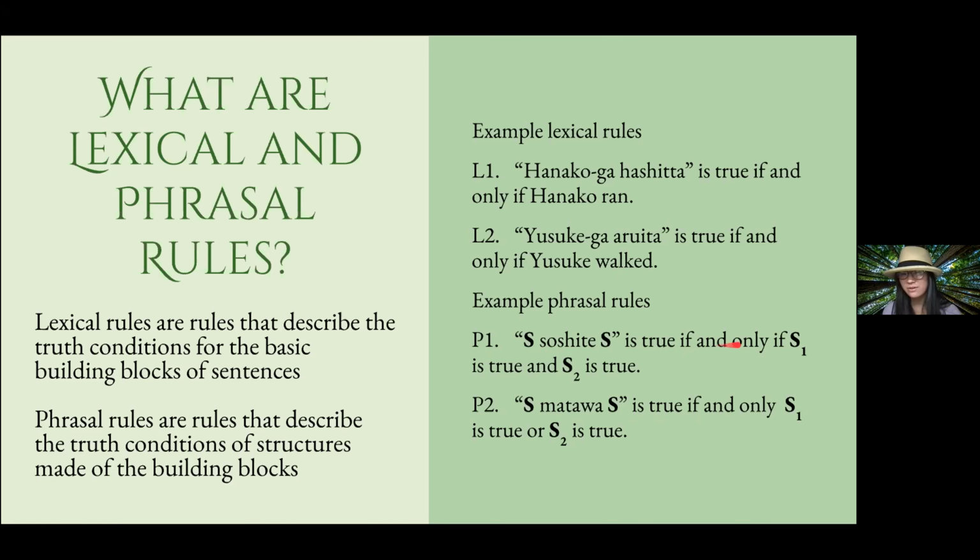For our phrasal rules, we'll have this one, which we'll call P1, which says that sentence, "soshite," sentence is true if and only if the first sentence is true and the second sentence is true. And lastly, we have rule P2, which tells us that sentence, "matawa," sentence is true if and only if the first sentence is true or the second sentence is true. We're going to take this "or" to be the mathematician's "or," which can mean that both sentence 1 and sentence 2 are true.